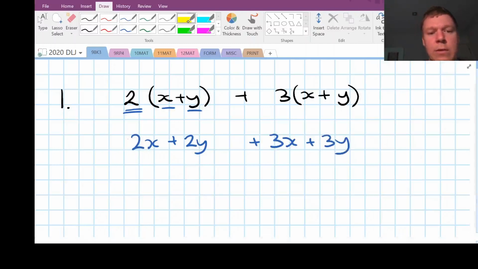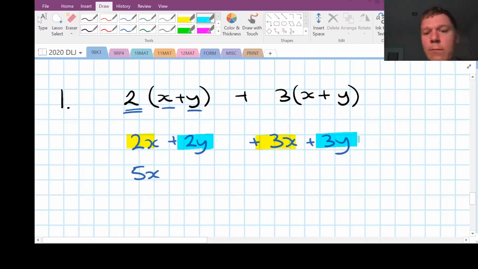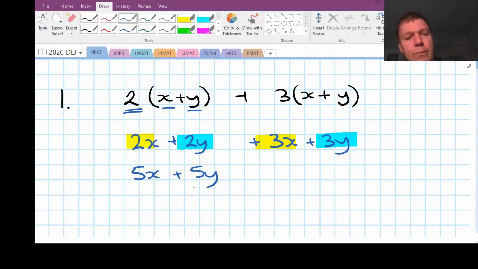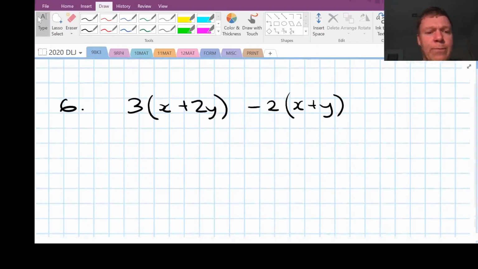Alright, 2x plus 3x makes 5x, and then we got 2y plus 3y makes 5y. So you can add variables together in the same way that you add regular numbers together. Alright, so everything that was yellow was put together like that, and everything that was blue was put together like that. Alright, let's try a slightly harder one.